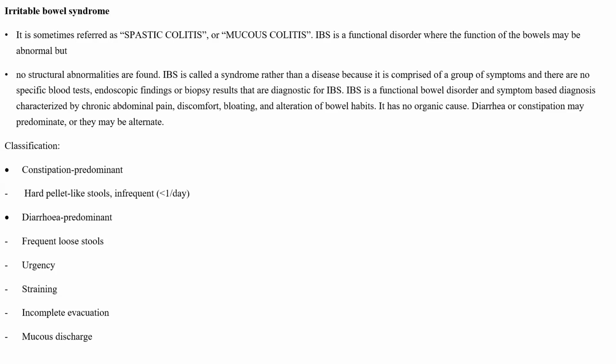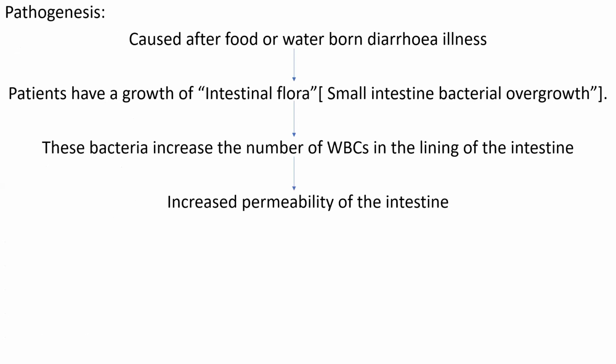Having frequent stools, urgency, straining, incomplete evacuation, and mucus discharge, which may look like pravahika, can be seen in diarrhea predominant irritable bowel syndrome. Otherwise, it can be constipation. Well, this is the pathogenesis of Grahani caused after food or waterborne diarrheal illness. Patients have growth of intestinal flora, which can give this kind of repulsive or irritative response by secretion of mucus and other fluids, expressed in the form of diarrhea. Apart from that, there can be some other inflammatory response, with bacteria, an increase in the number of WBCs, an increase in the lining, and increased permeability of the intestine. All this can produce diarrhea predominant irritable bowel syndrome.